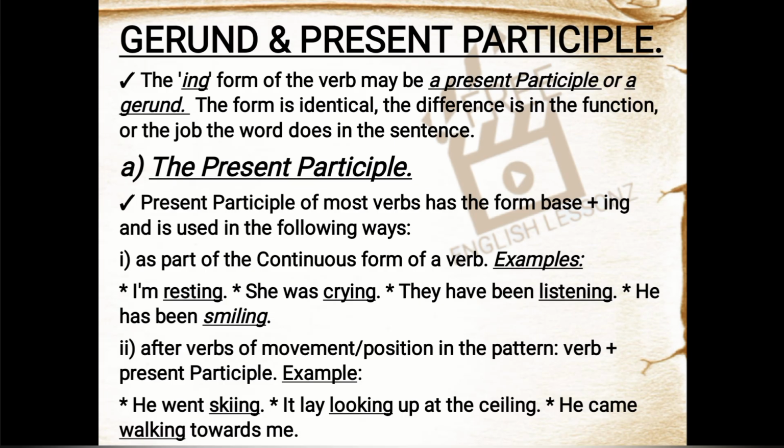Gerund and present participle. The -ing form of the verb may be a present participle or a gerund. The form is identical, the difference is in the function, or the job the word does in the sentence.